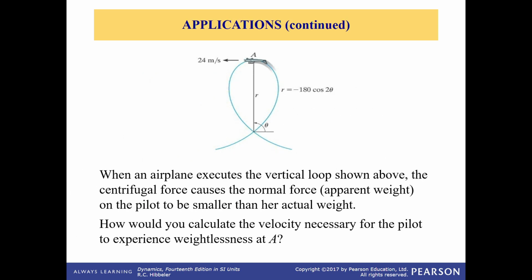This is another example, when an airplane executes the vertical loop shown above. The centrifugal force causes the normal force, the apparent weight on the pilot, to be smaller than her actual weight. How would you calculate the velocity necessary for the pilot to experience weightlessness at A?